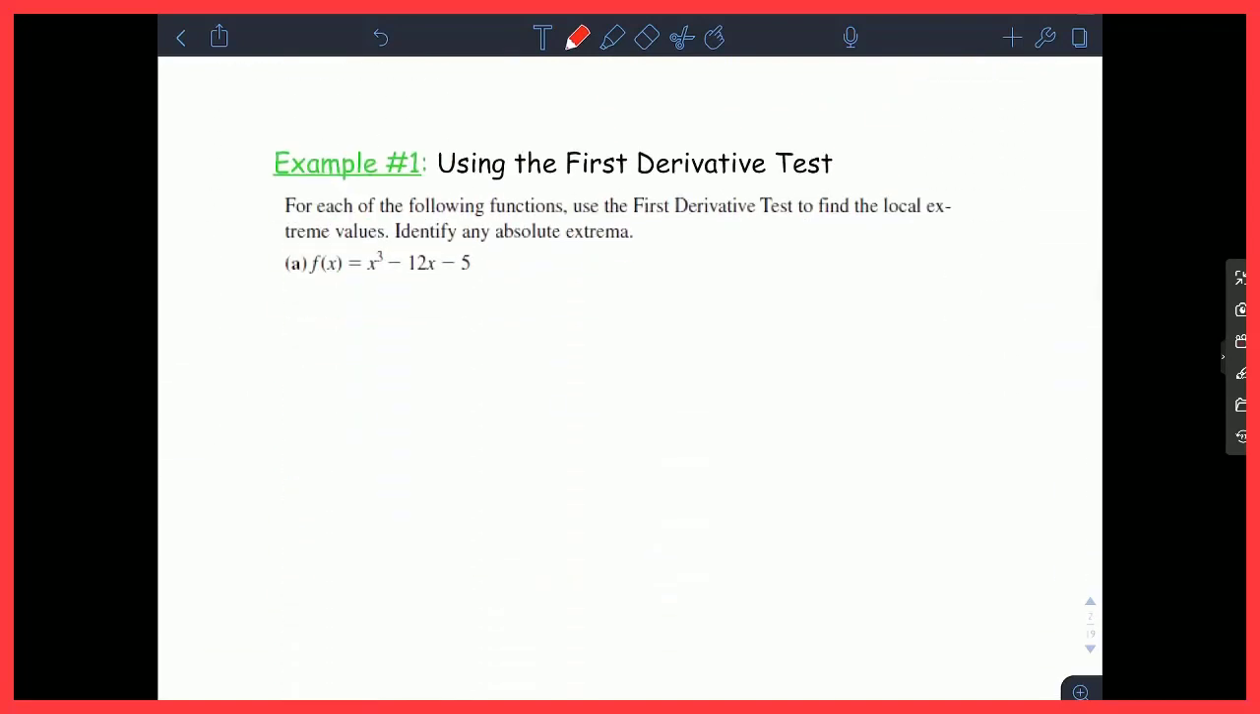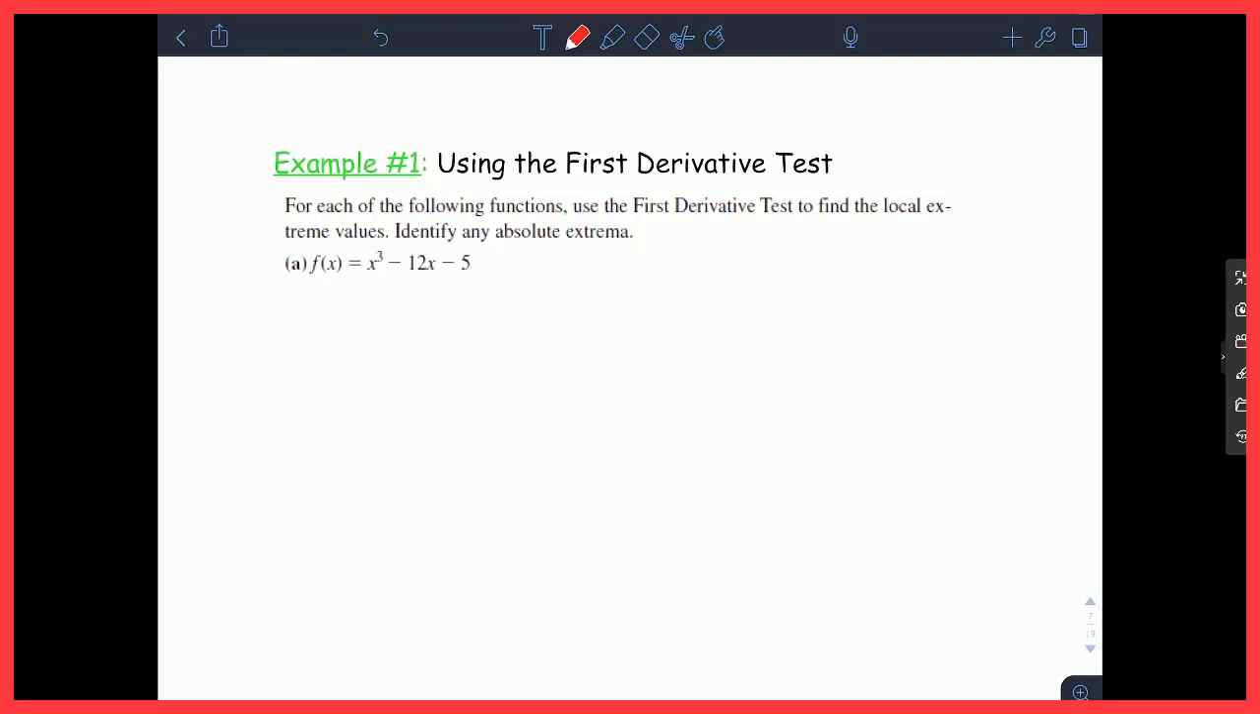Let's look at an example using the first derivative test. Notice the directions are different this time. It doesn't just say find the extrema. It says use the first derivative test to find local extreme values. Identify any that are absolute. Okay, so we're doing the same math that we were just doing in the previous section. This time it's just a little bit more formalized, okay?